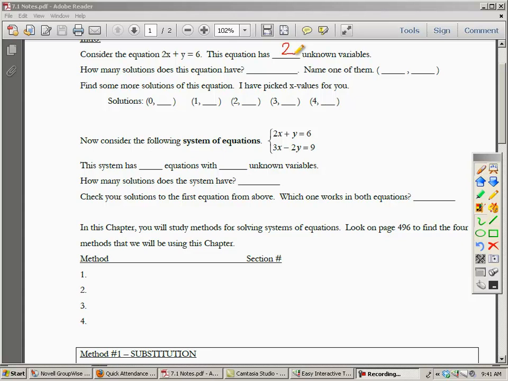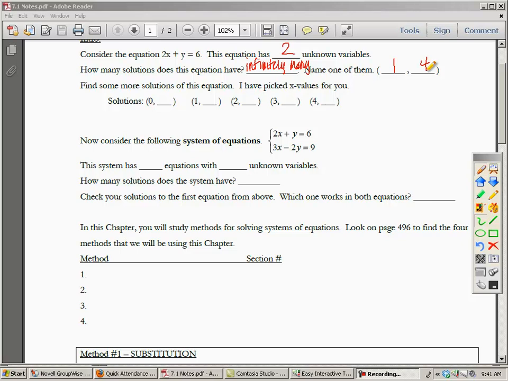As we look at this, we know that there are two variables that are unknown, the x and the y. How many solutions does this equation have? Well, if we look at it, we know this is linear. Therefore, every line has infinitely many solutions because there are infinitely many points on the line. If I pick one of them, let's do the point with x equals 1, and if I plug in a 1, 2 times 1 is 2, plus 4 has to get me 6. So the point (1, 4).